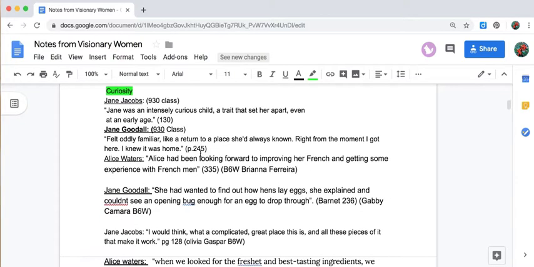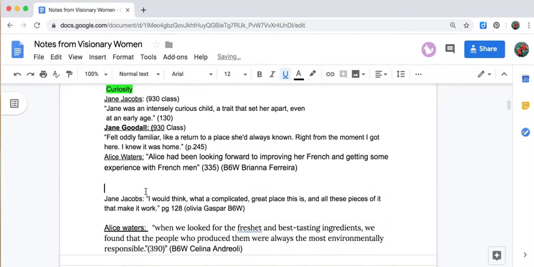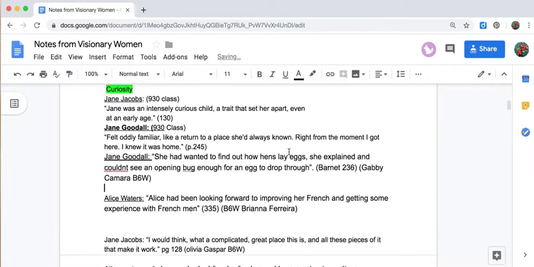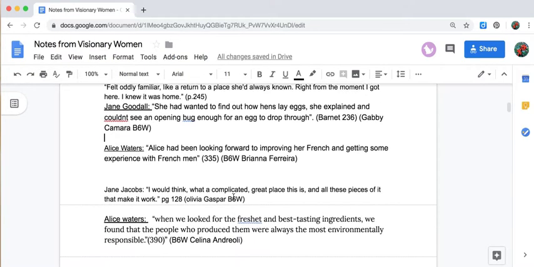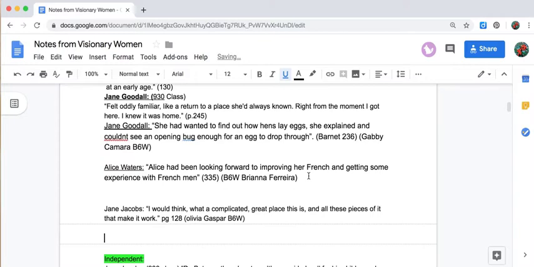And what I'd like you to do is organize these by woman. So put all the Jane Goodall information together. So I'm just going to put this here and organize this. And we've got Alice Waters here, so I'm going to put this up here.